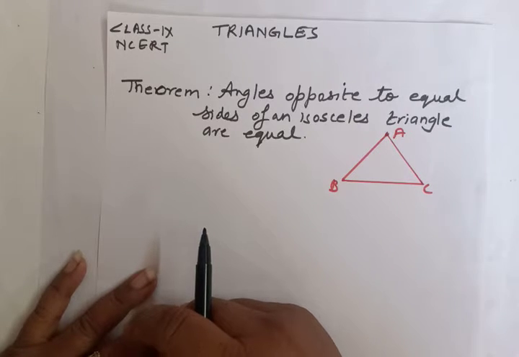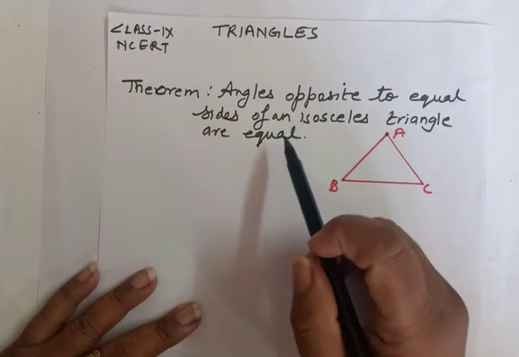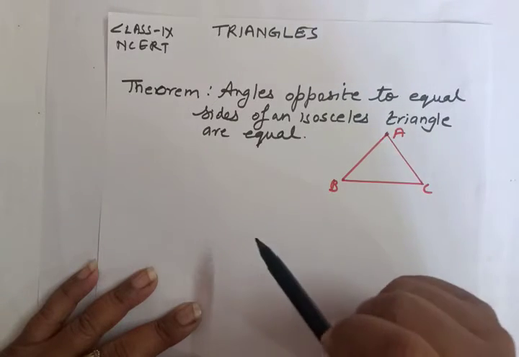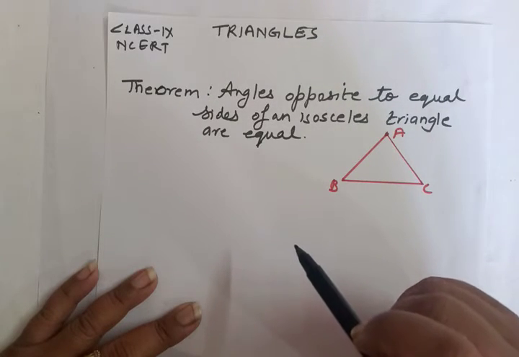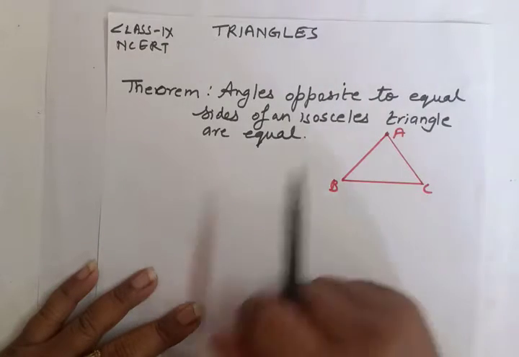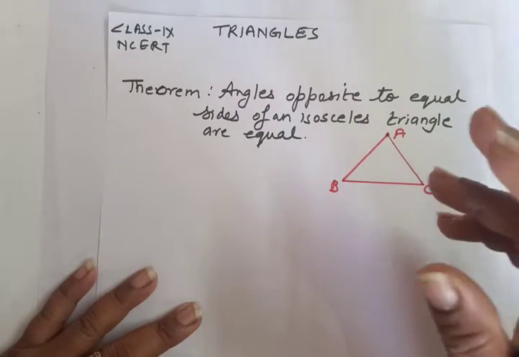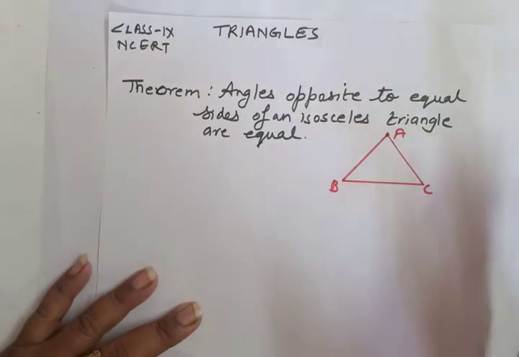Here is the theorem given before Exercise 7.2 in the NCERT. So let's start to prove the theorem. The theorem is: angles opposite to equal sides of an isosceles triangle are equal. It means that if we use the word isosceles triangle, it automatically comes that the two sides are equal to each other.